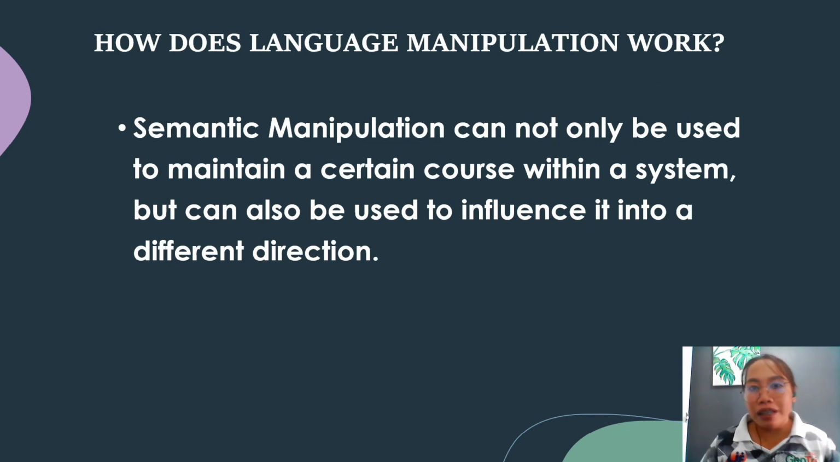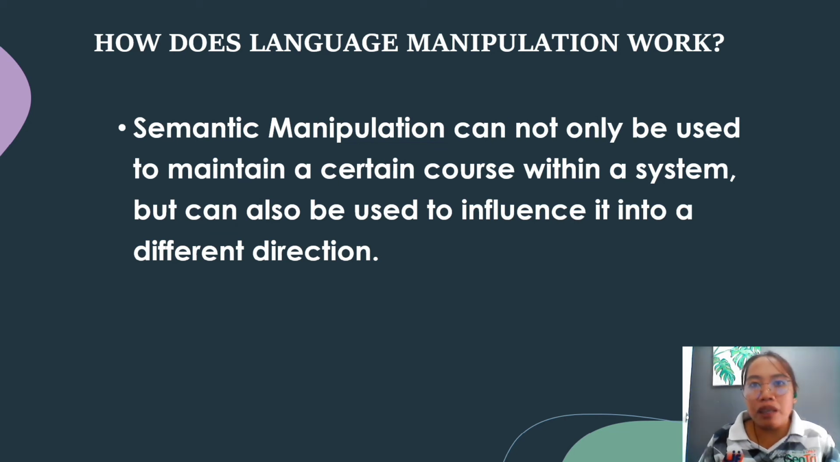So how does language manipulation work? Again, to rename or relabel an act or object for the purpose of acquiring different results, outcomes, or perspective can be classified as semantic manipulation. So the distortion of the original semantics can be motivated by wealth, power, or to maintain the status quo within an organization that is reluctant to change.